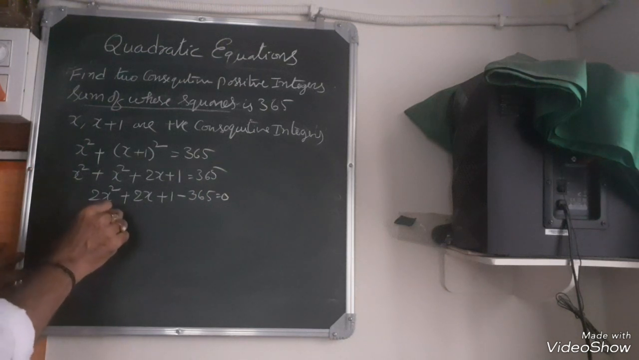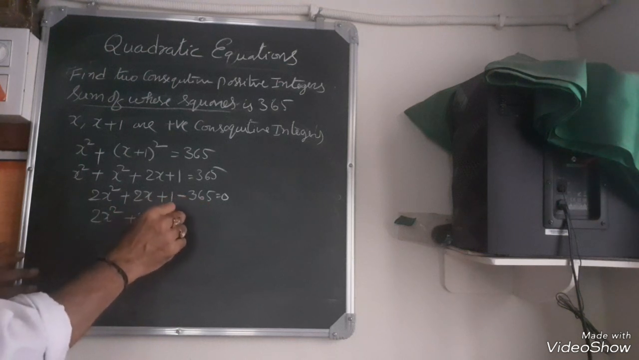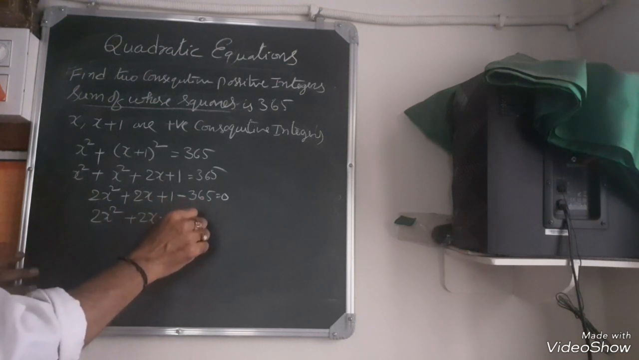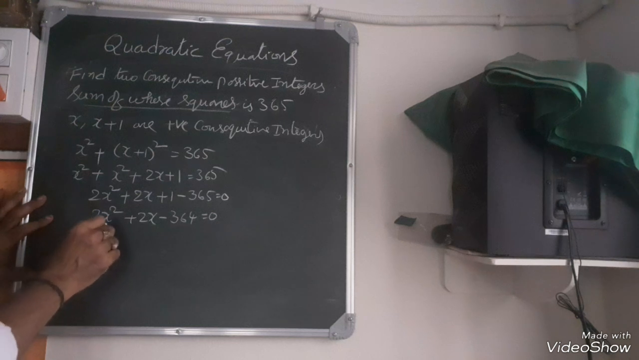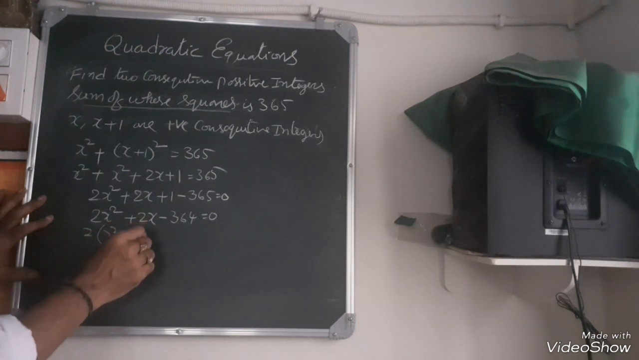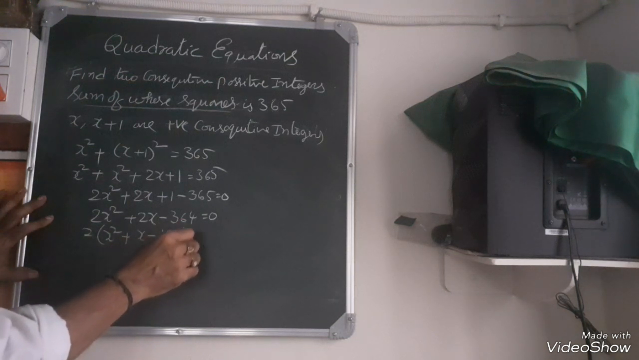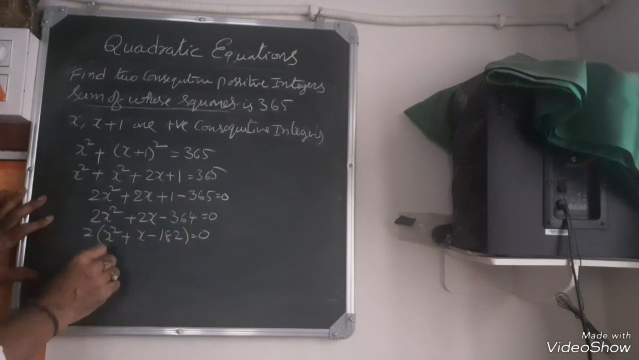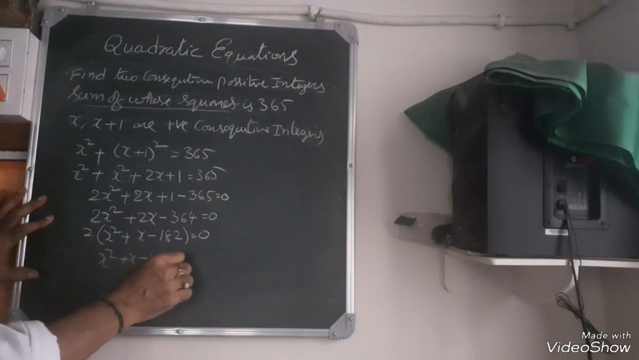Now 2x square plus 2x minus 364 equal to 0. Now you take 2 as common here. x square plus x minus 182 equal to 0. So the quadratic equation is x square plus x minus 182 equal to 0.